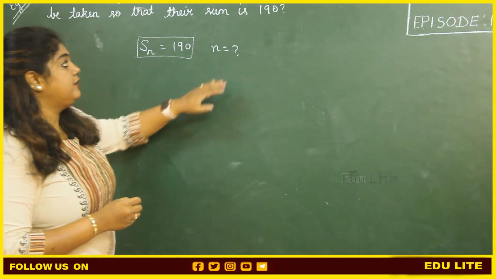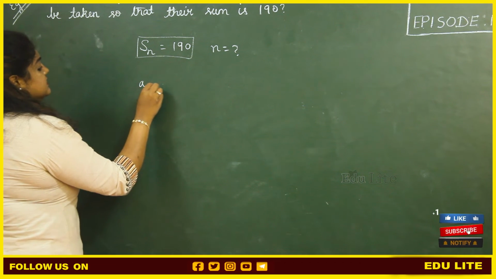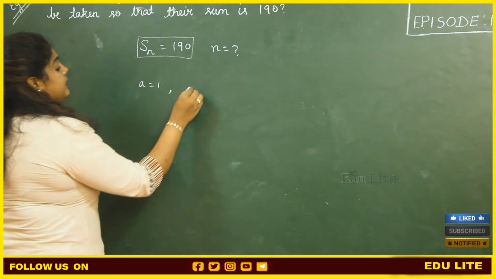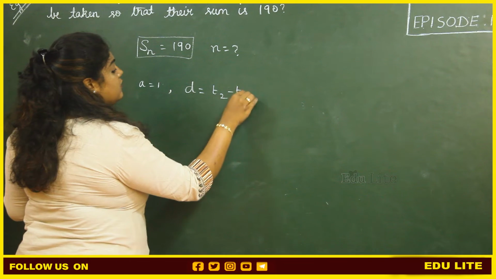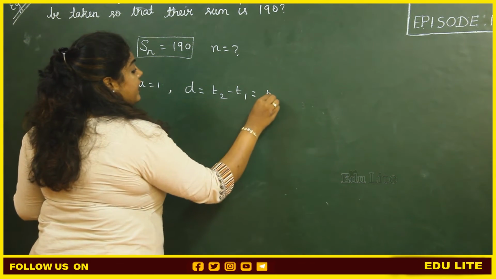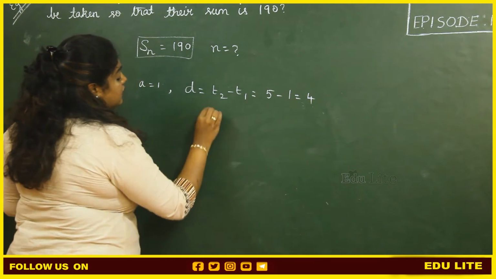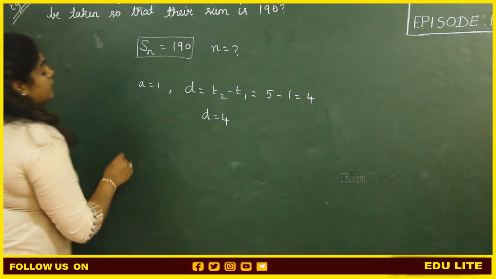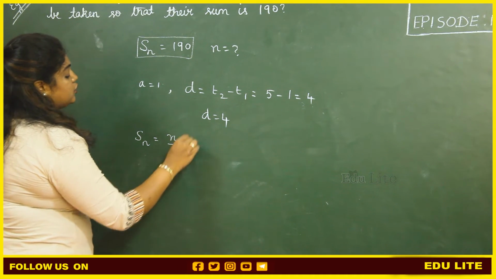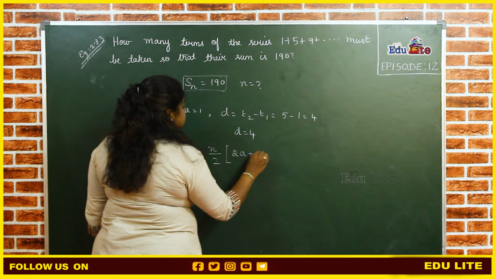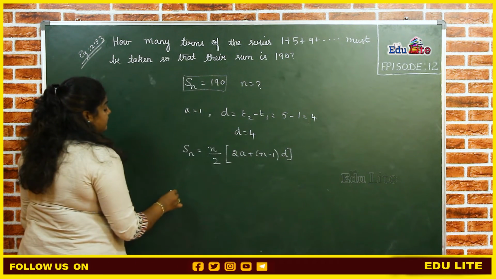First, let us write the values which are given to us. That is, the a value is the first term in the series, which is 1, and the d value can be found by using T2 minus T1. T2 value is 5 minus T1 value is 1. Therefore, 5 minus 1 will give us 4. d equals 4. So, we will use the formula Sn equals n by 2 into 2a plus (n minus 1) into d to find the value of n.